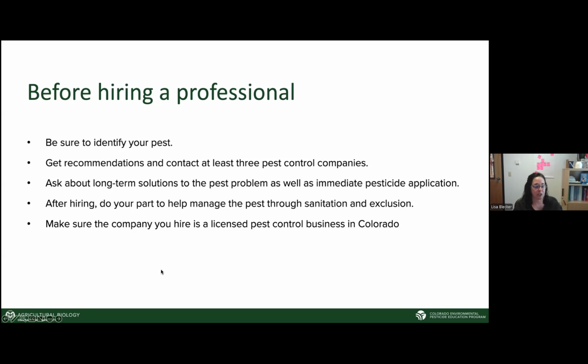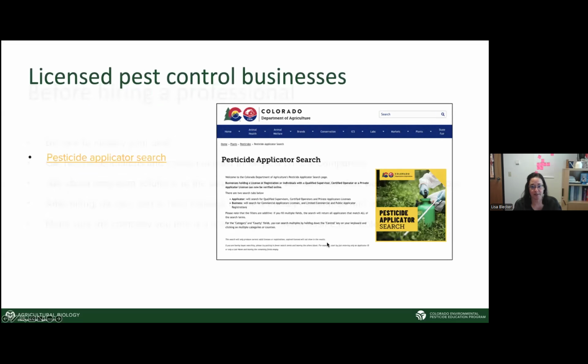And then, last but not least, make sure the company you hire is a licensed pest control business in Colorado. Okay, so this is very important. You don't want to just hire anyone off the street because they're using a pesticide, which is an inherently toxic product. Okay, so this is how you can double check for yourself.